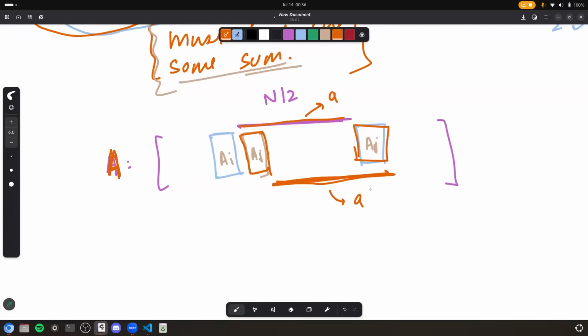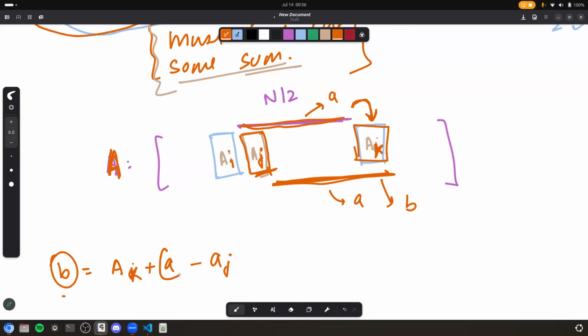So let's denote the sum of this as B for now. So B would be AJ plus A. Basically, we had A originally and then we added AJ and subtracted. Oh, wait, let me rename this as AK. This would be AI, AJ, and AK. Sorry, my bad. So basically, we are adding this element AK and we are subtracting this element AJ. Right. And the new subarray we are getting is B. And the old one was A.